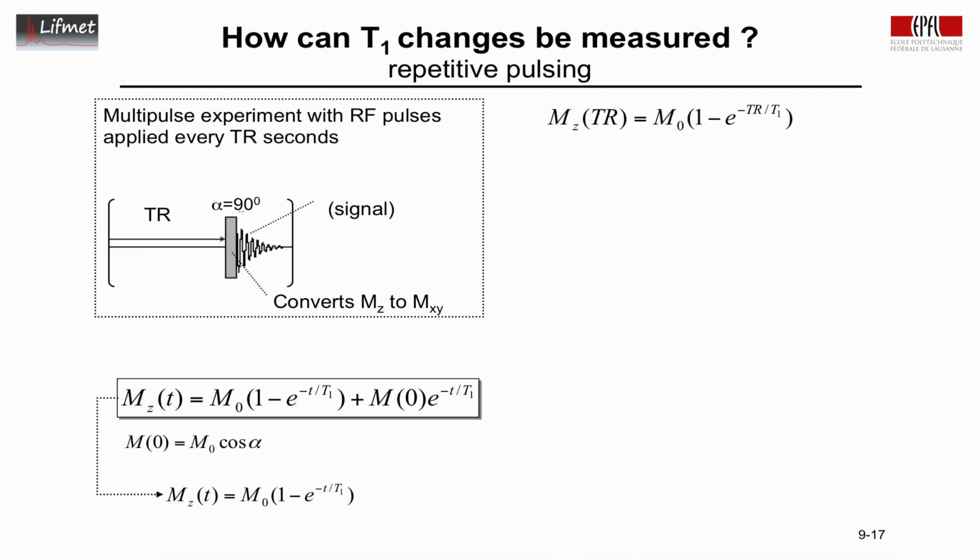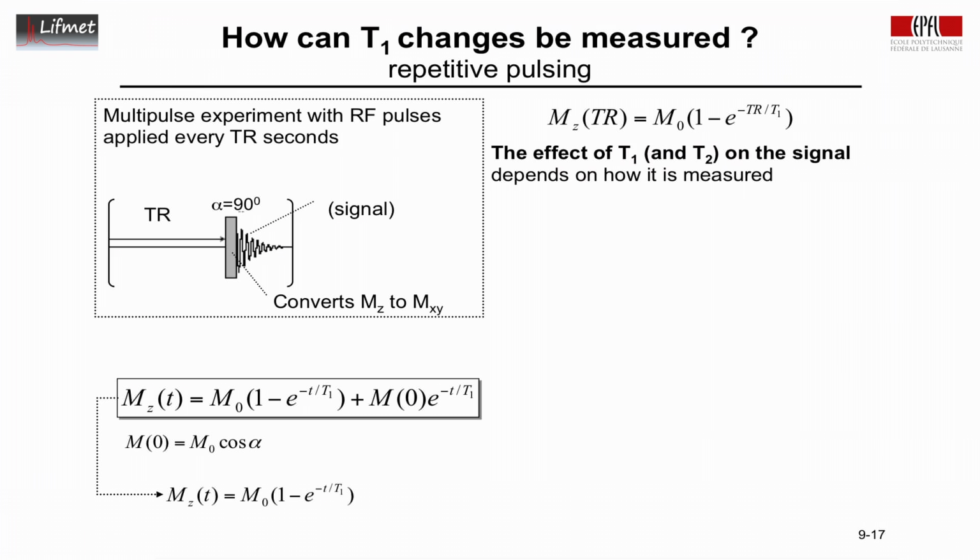So if I express this now as a function of the repetition time, so we repeat our 90-degree pulse every TR seconds, then our Z magnetization as a function of TR is given by the equilibrium magnetization times 1 minus e to the minus TR over T1. Now here what is crucial is we have an effect of T1, and the same holds true for T2, but the effect of T1 on the signal depends strongly on how it is measured. So let me give you the example here.